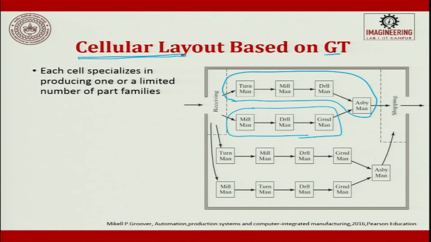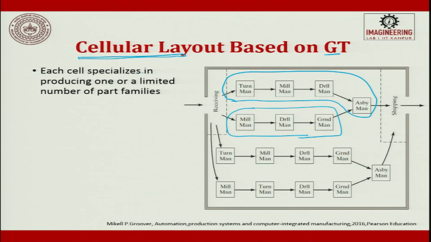In cellular layout, the grouping of machines happens in the fashion of what parts can be made, which is different from the previous slide. In the previous slide, we grouped all the machines which are similar. Each cell specializes in producing one or a limited number of part families. Another big advantage is, suppose you have established 3 lines like this of the same group of machines, and one machine conks off, the other 2 groups will be able to take the load and you will be able to make the output.